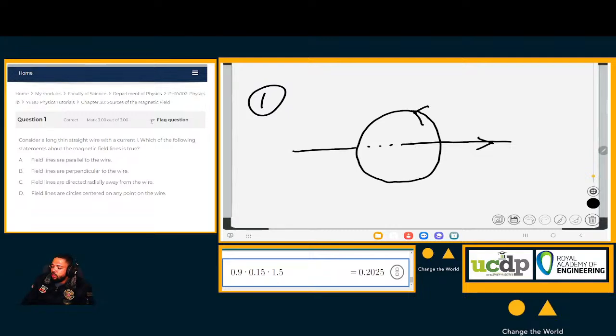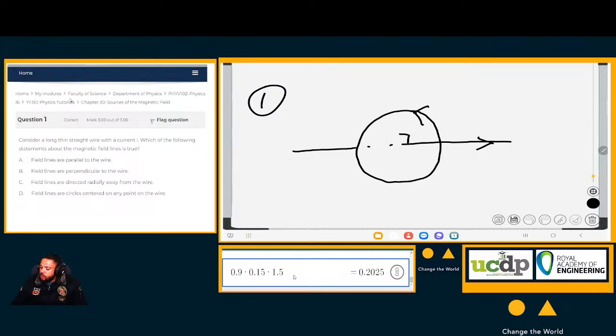Now this magnetic field, although I can't show it here, is perpendicular to the direction of current flow. If the current is flowing in this direction, the plane of the magnetic field will be in this direction. It will be perpendicular to the direction of current flow.